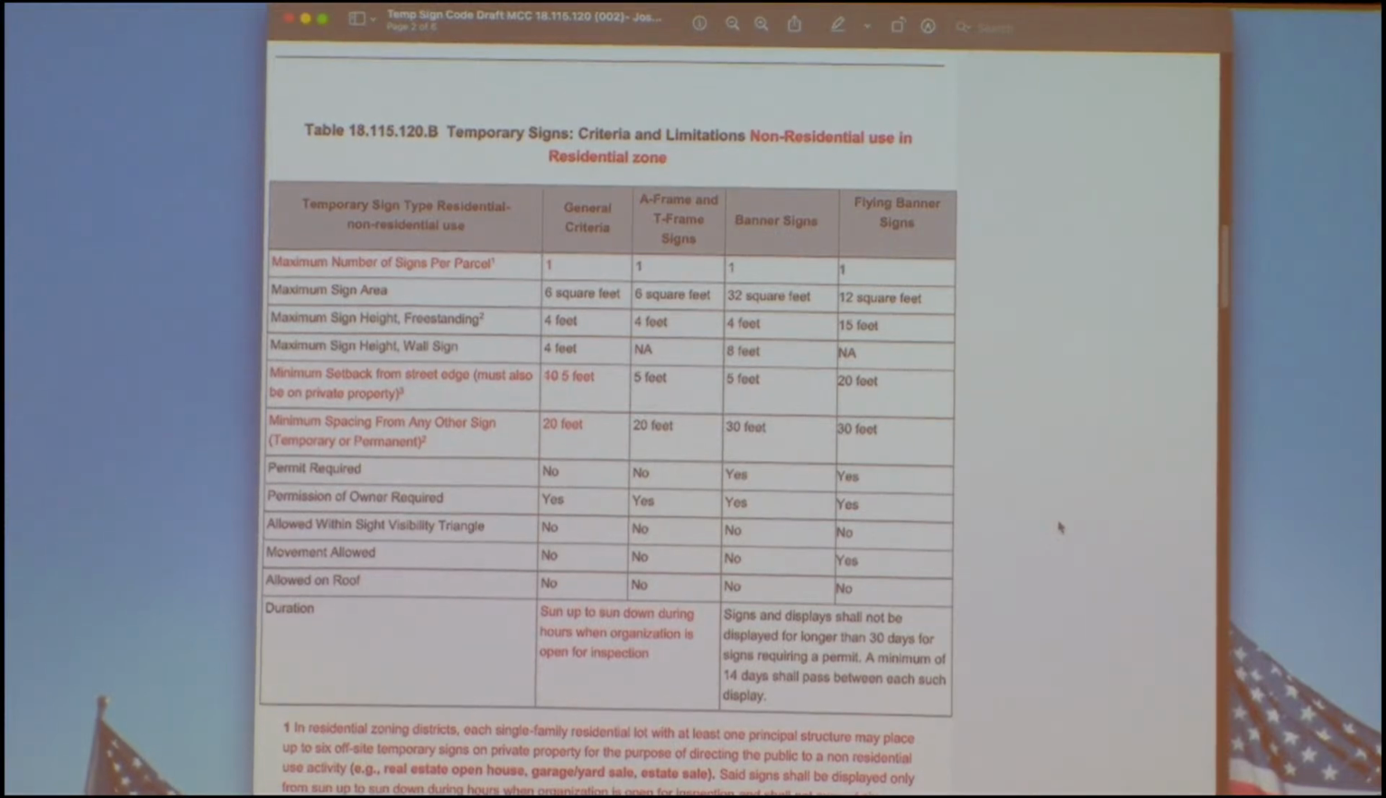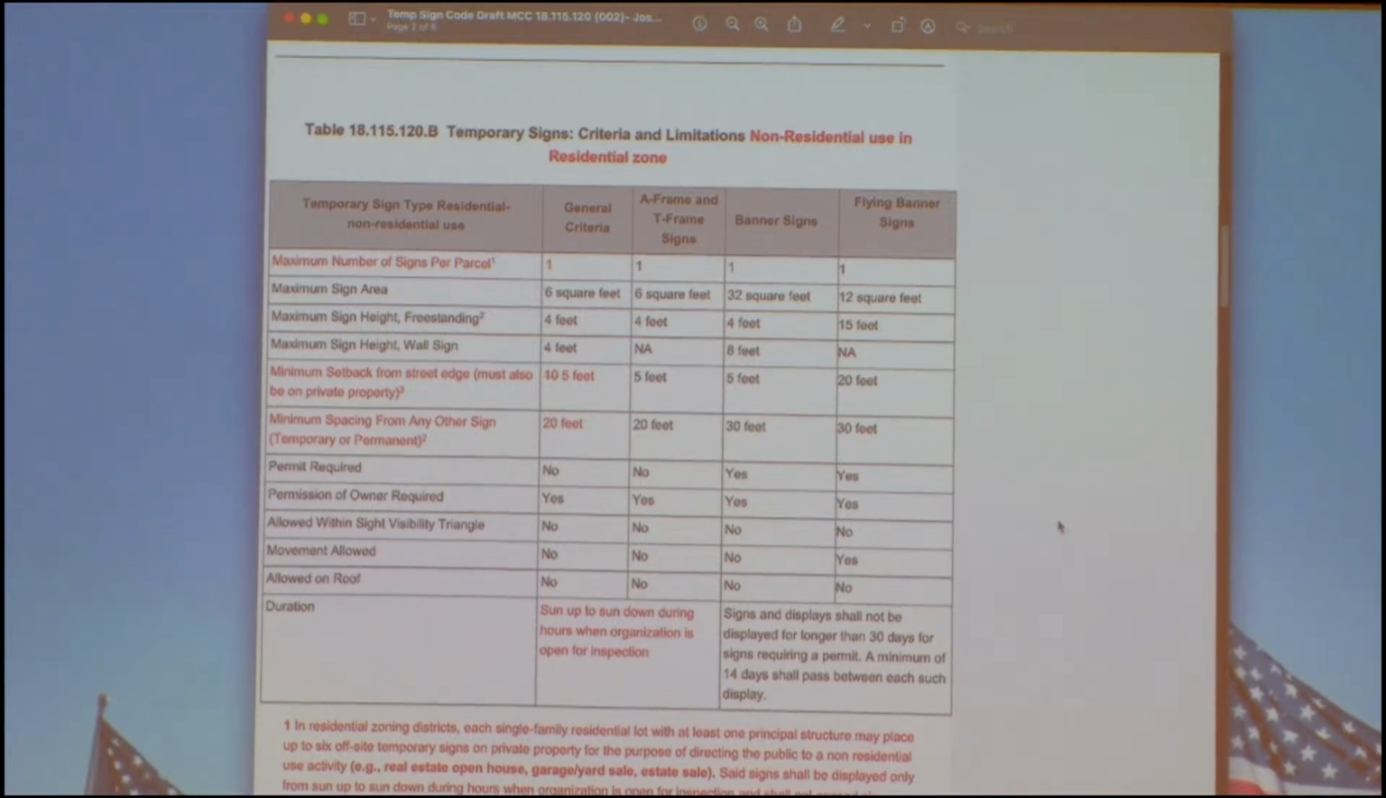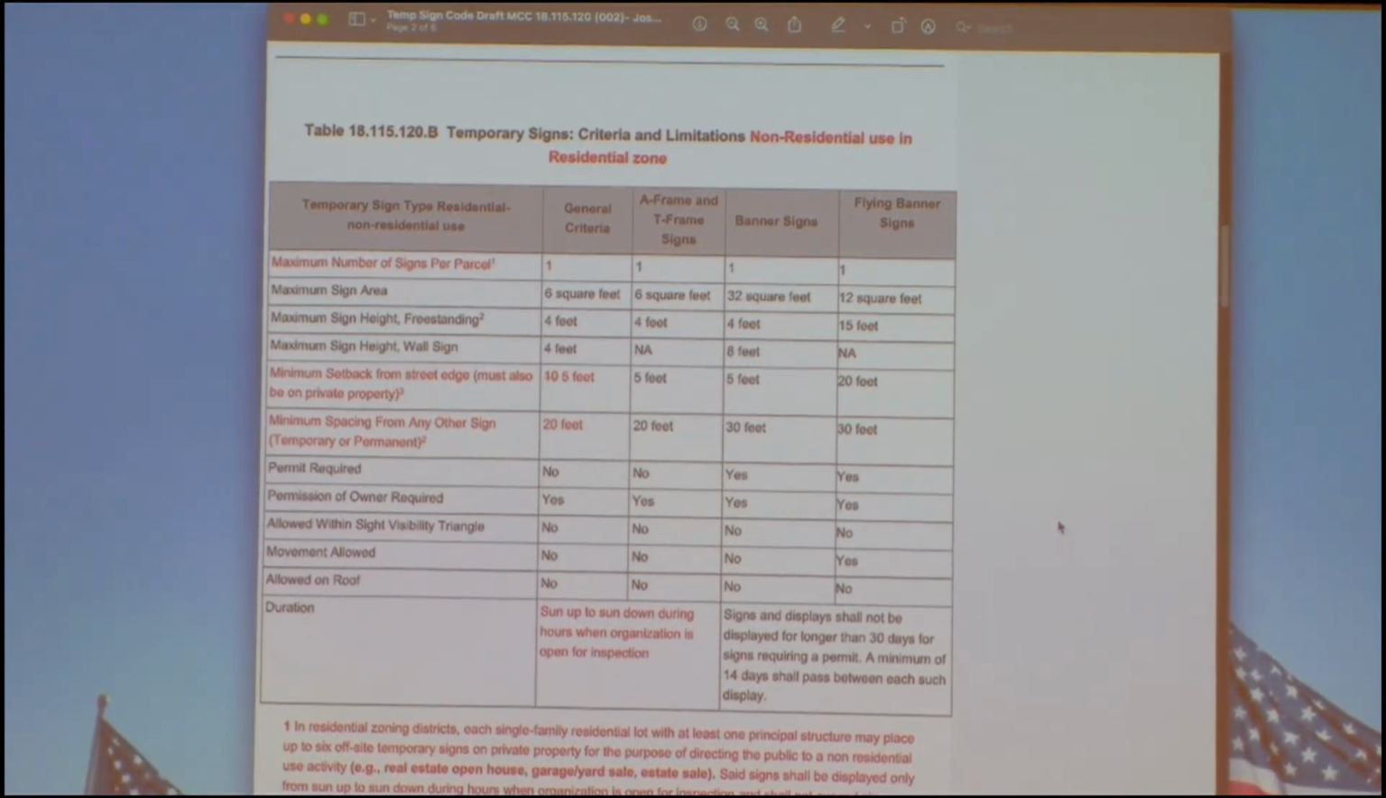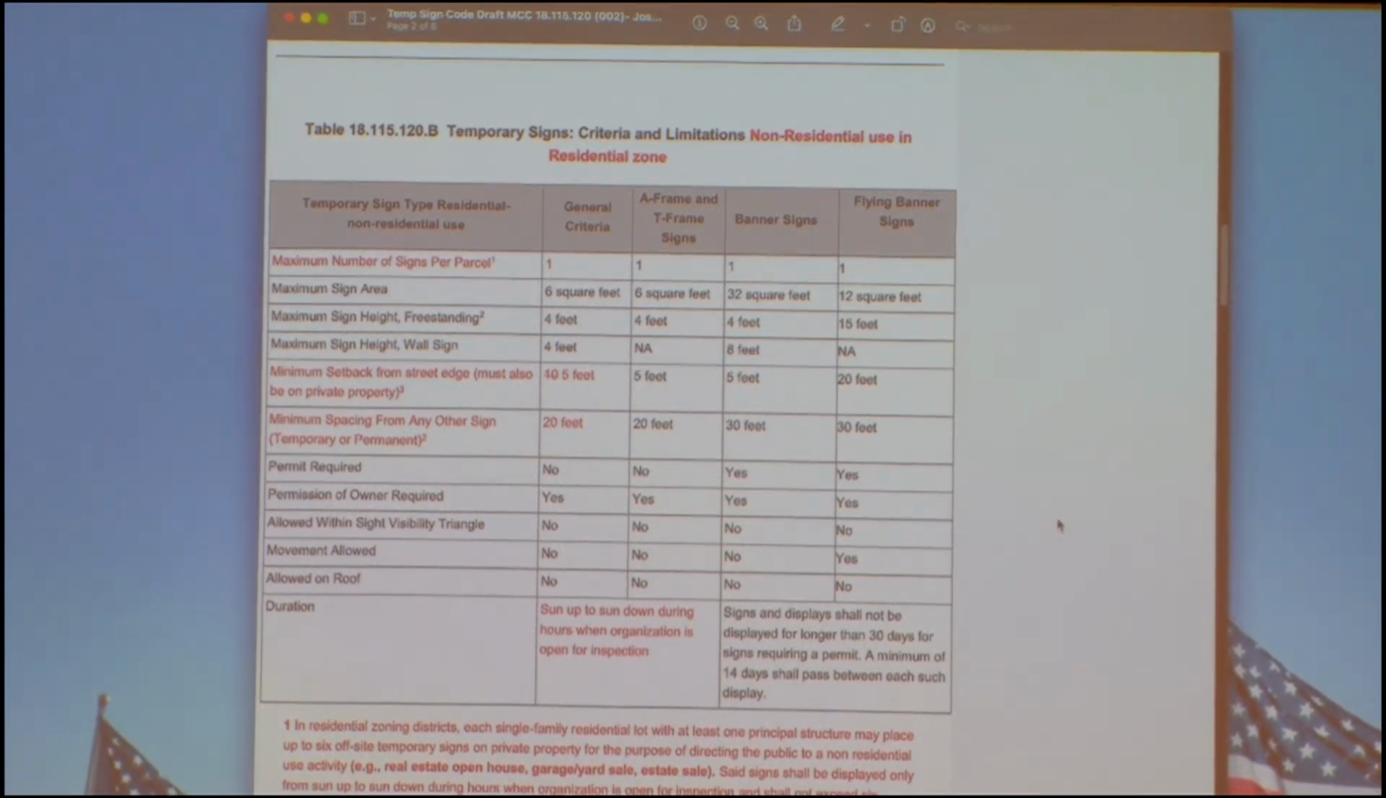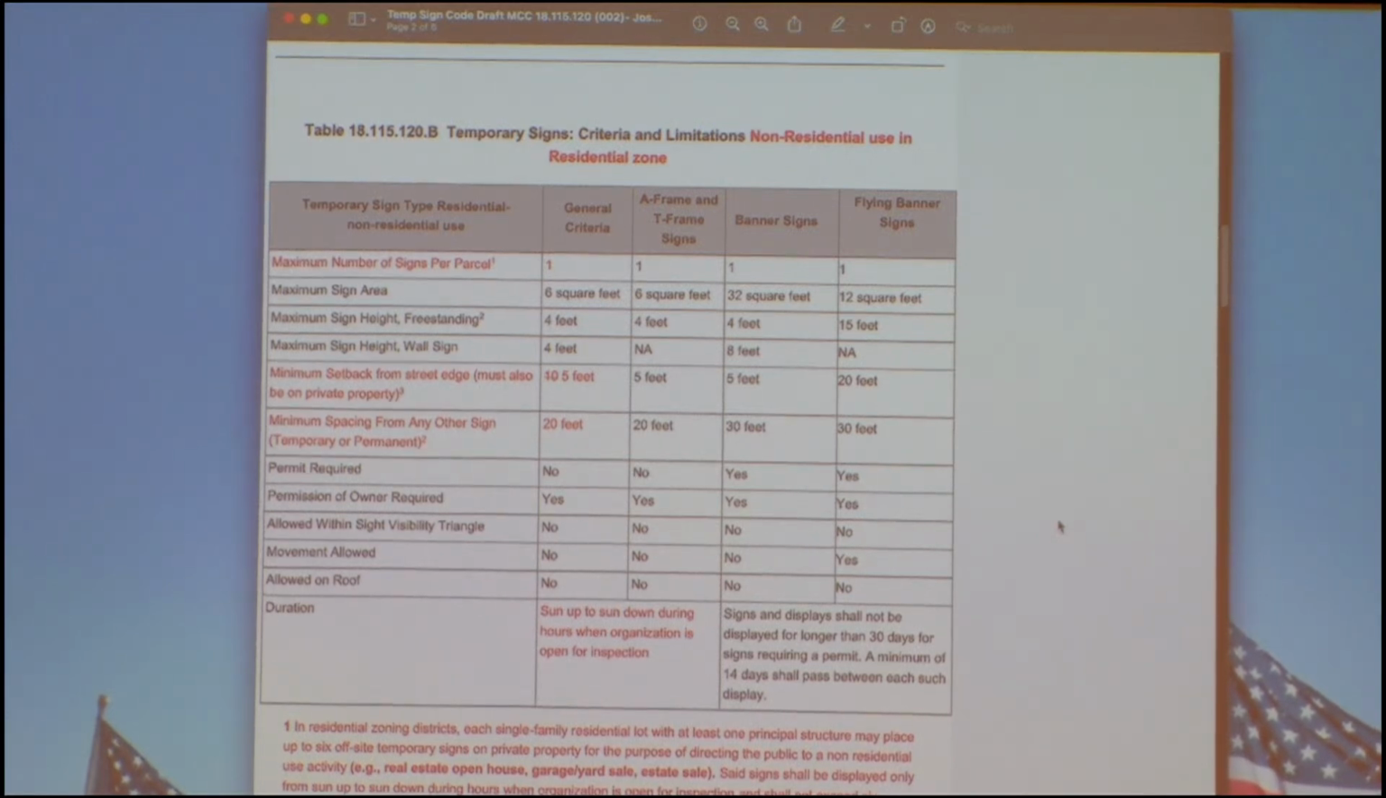So the second column, general criteria, that's just the basics. Anything outside of that is subject to anything specified. So the general criteria is our baseline, unless it's specified otherwise. And with this, for the maximum number of signs per parcel, it's going to go down to asterisk 1 right below the table. This is going to allow open houses to have essentially 6 off-site signs on private property. This is also going to allow them to do that without a permit.